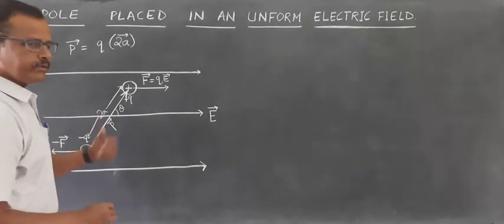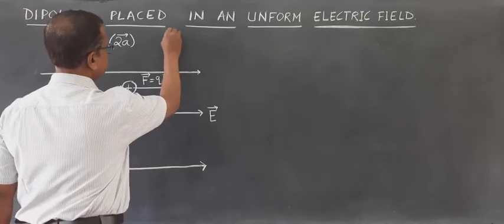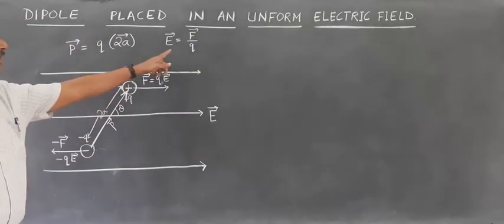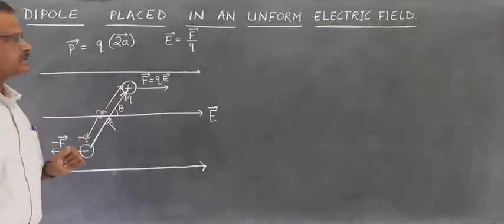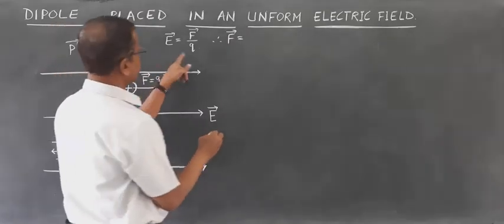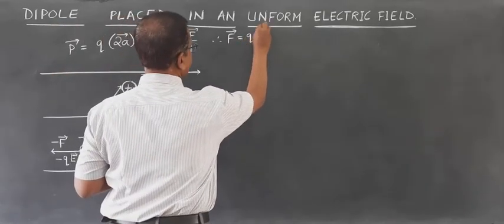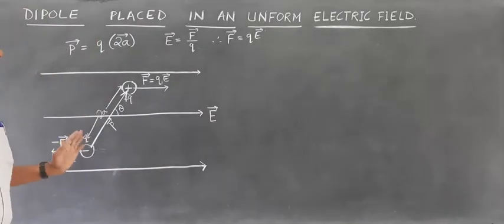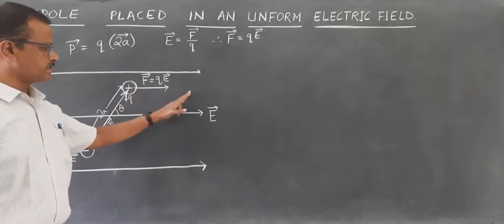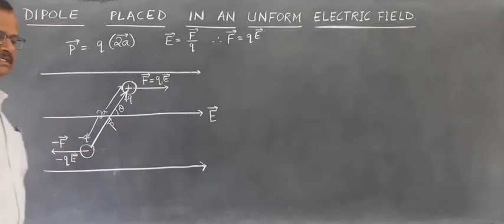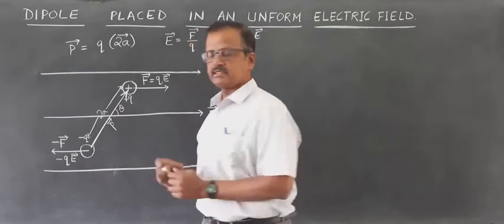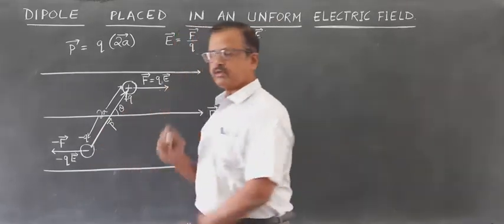We know that electric field is defined as the force experienced per unit charge. Therefore, the force experienced by the charge is equal to q into E. So look at this diagram. It's very interesting. There are two equal and opposite forces. One force is acting along the direction of the electric field, and another is acting in the opposite direction. They are acting at two different points.